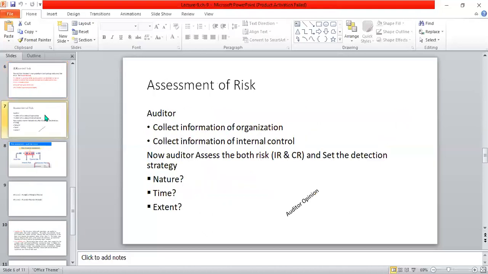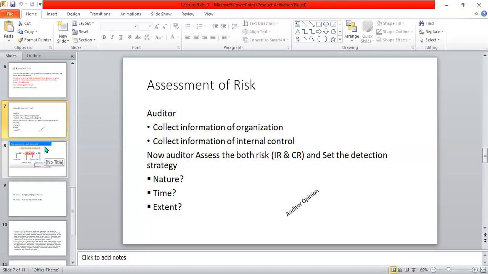Now, as we have studied, audit risk is categorized into two forms: ROMM and detection risk. ROMM, the risk of material misstatement, is further categorized into two forms: inherent and control. Inherent is related to the company, and control is the internal system of the company. Because of this, the auditor's opinion changes accordingly. So we have to look at how an auditor assesses these risks. In the assessment of risk, the auditor first collects information about the organization, then collects information about the internal control system. Now the auditor assesses both risks, IR and CR, and sets the detection strategy for an audit: what the nature, timing, and extent of the audit will be. After all this, he or she or the audit team will form an audit opinion about the financials of the company.